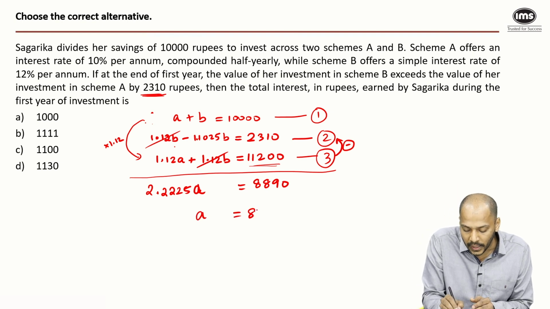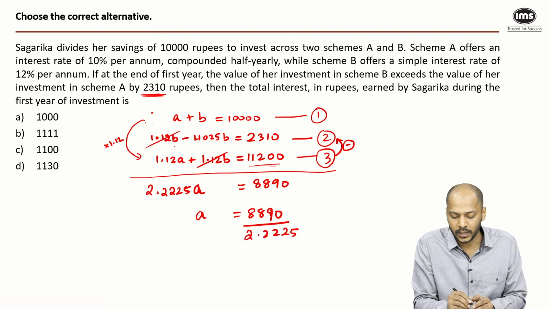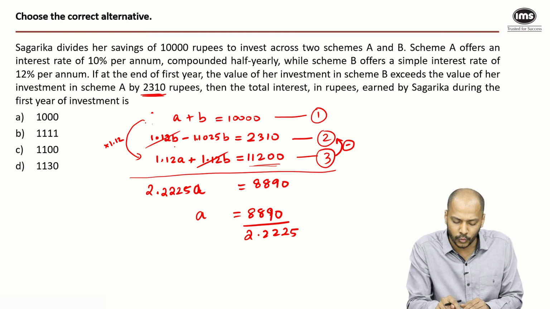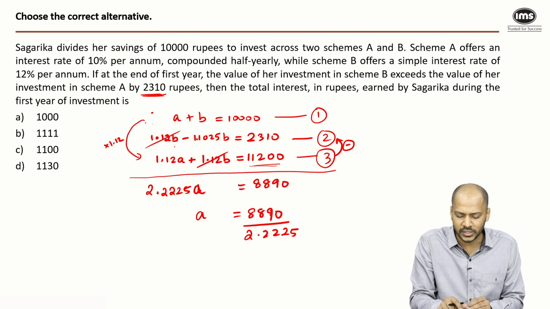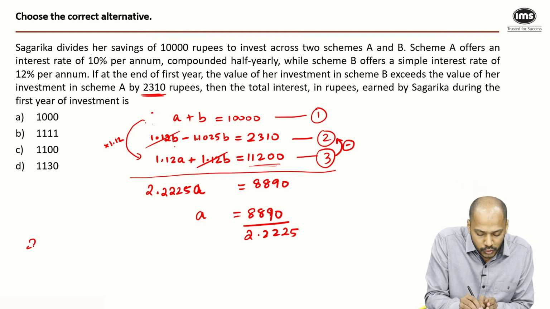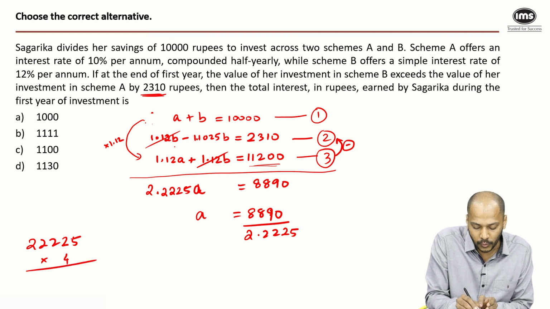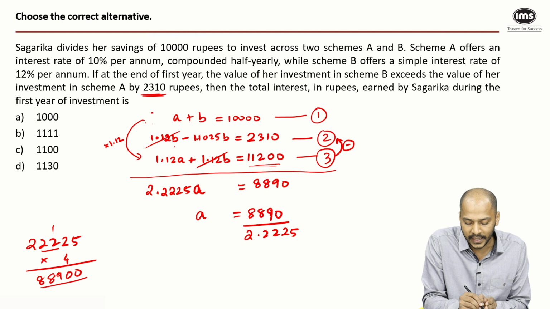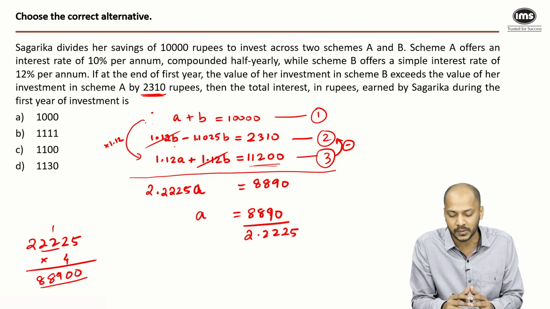Therefore, a would be equal to 8890 divided by 2.2225. Okay, so let me just check. 22 into 4 is 88. Just let me check if I multiply this denominator by 4, do I get to 889 or something related? So 2, 4 2s and a 5 into 4. What will that give me? 25 into 4, 100. 1 in the carry. 22 into 4, 88 plus 1, 89. And 2 into 4, 8. Yes, it gives me 88900. I just have to balance the decimal places properly.